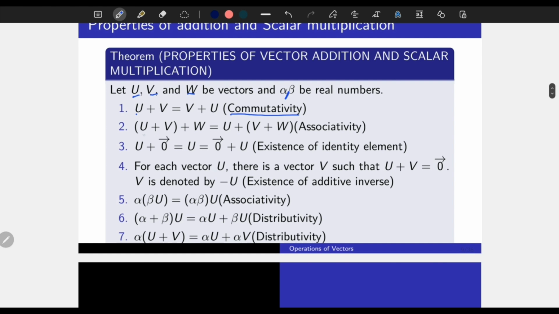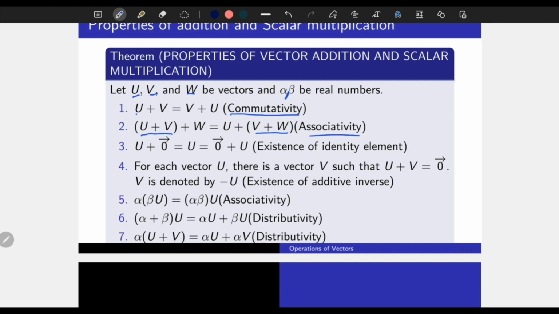Also, if you first add u and v and then add w, it has the same result as first adding v and w and then adding u. We call this associativity.